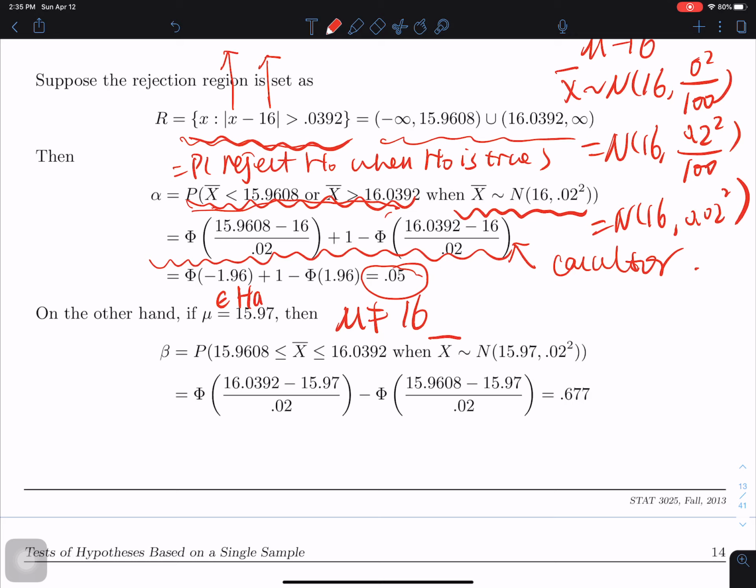So now, if my mu is equal to 15.97, then my X bar will follow a normal distribution with mean 15.97 and a variance equal to 0.02 squared. And do not reject H0 means X bar falls between this, right? And a final calculation gives us a type 2 error equal to 0.677.